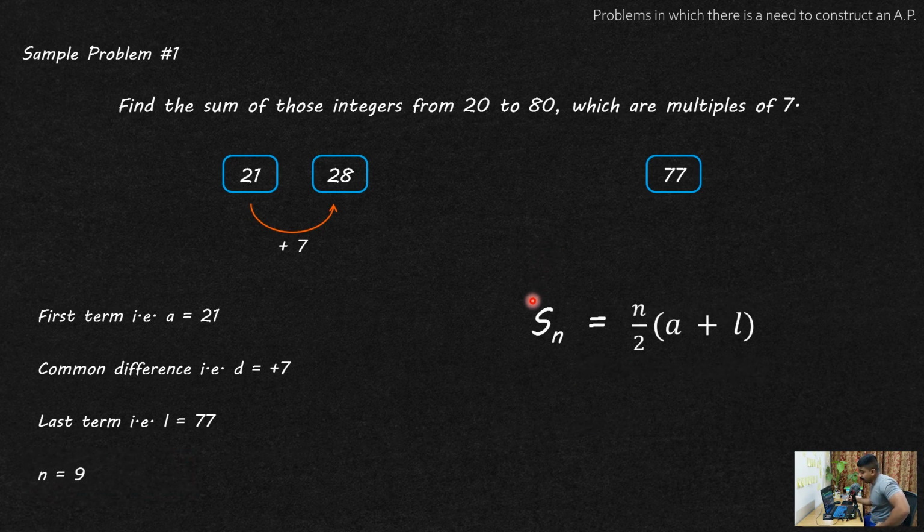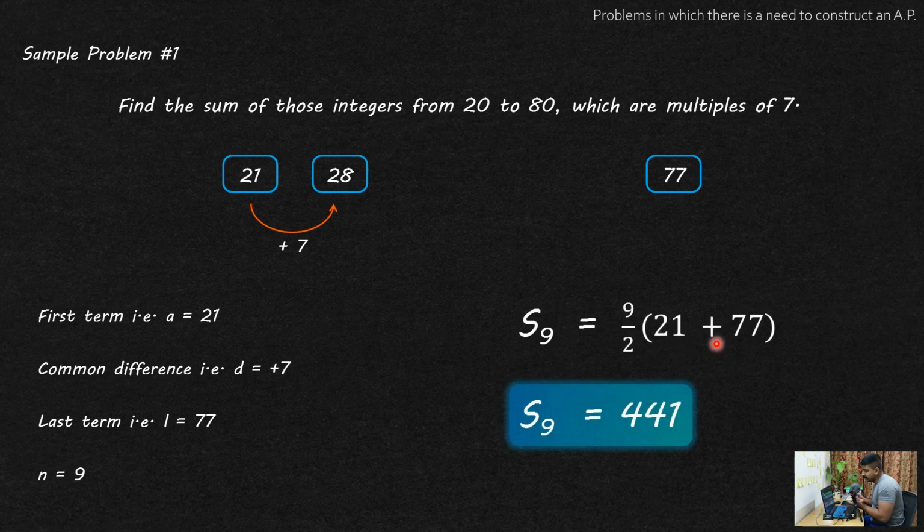Alright, now we will use this formula, Sn equals n by 2 into a plus l. From here, our S9 comes out to be equal to 441. This is the final answer of our problem.